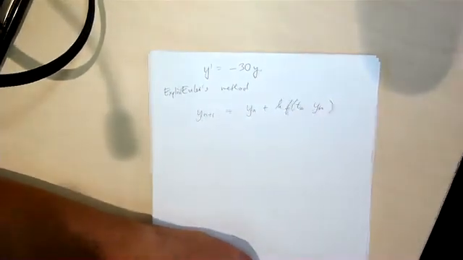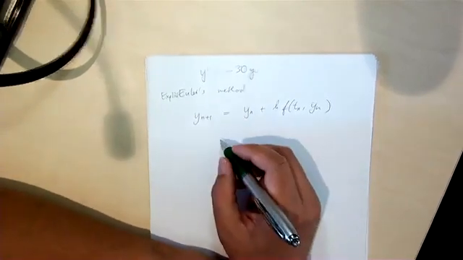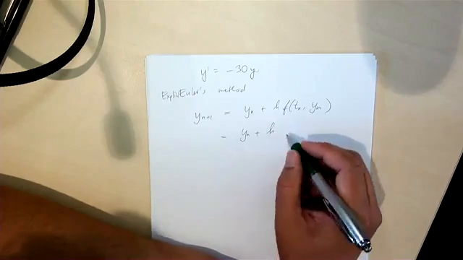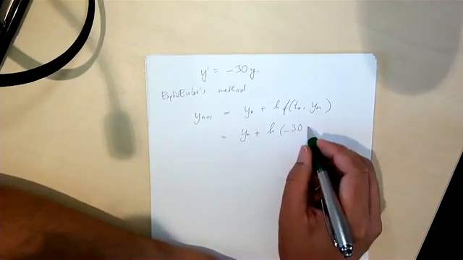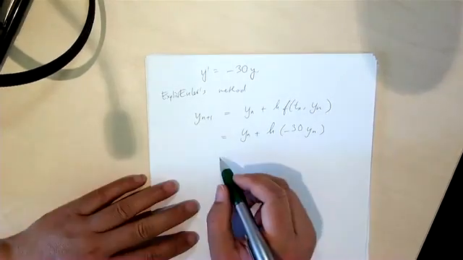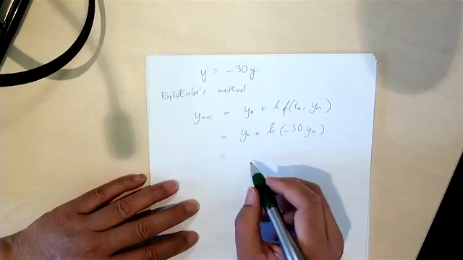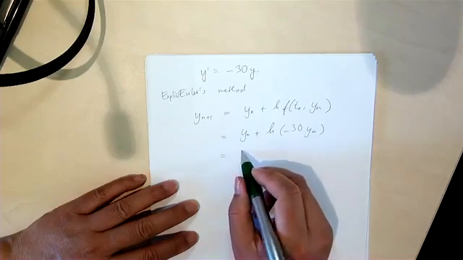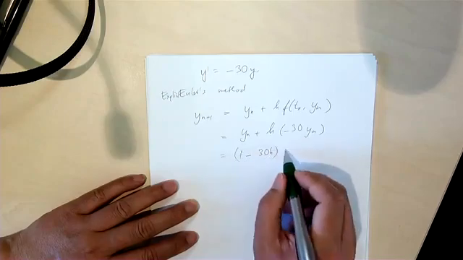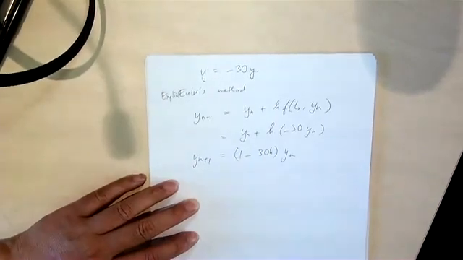So this is the Euler method. You saw it before, right? Now what is f? In our case, f is just minus 30y, so minus 30 y n. You plug it in f, then you get this formula: 1 minus 30h times y n. So, a very simple formula, right?